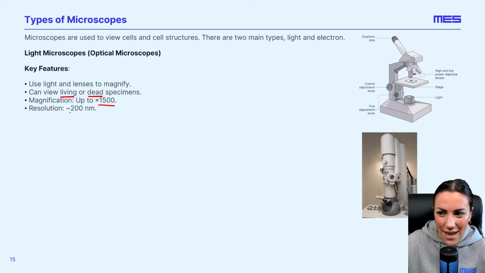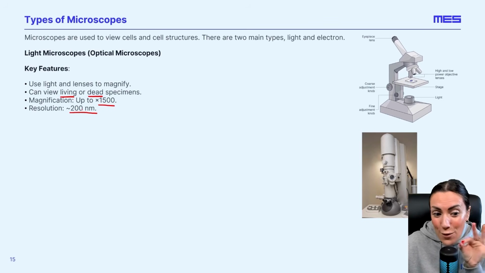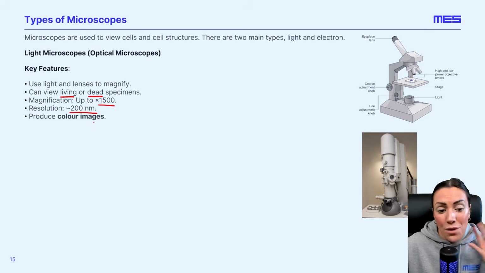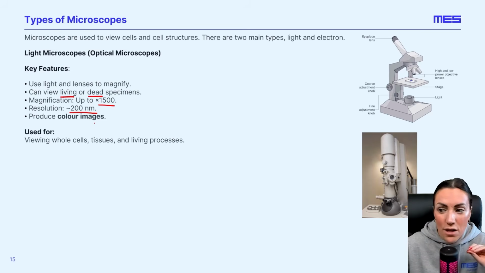You'll notice it's given as a distance because that is the distance at which you can still distinguish objects as separate objects. But if they're any closer together than that distance, you will not be able to distinguish them as two separate objects. You can get colour images, so you'll be able to see any colours of cells or any colours of stains that you may have used.